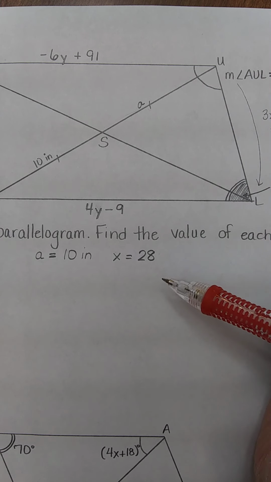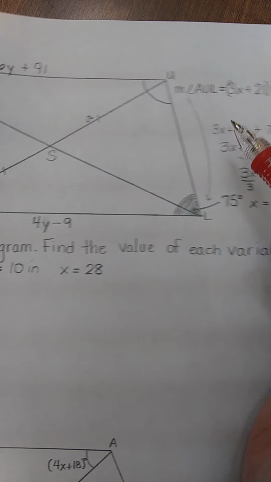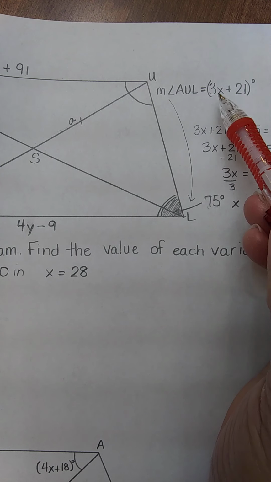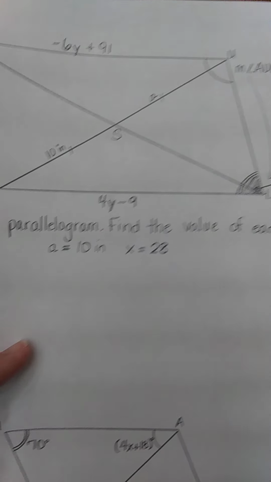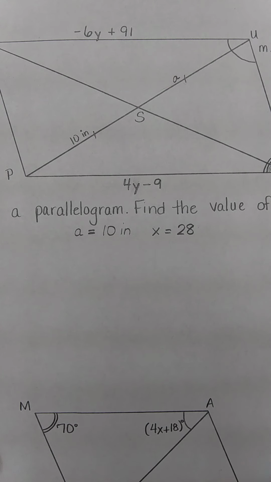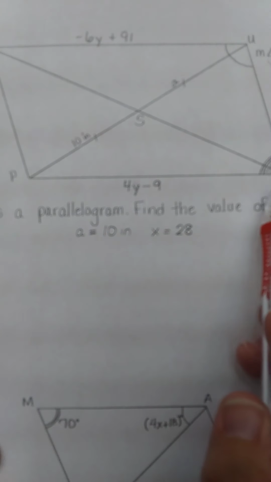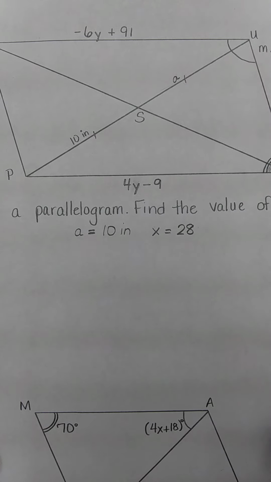So I was saying I did not put a degree on the 28 because up here there's already a degree symbol in that expression, so I don't need another degree symbol on the value of x. All right, lastly we have our y's left. Y is on this side up here and this side down here. Because they are opposite sides and we know it's a parallelogram, then we know they are going to be congruent.